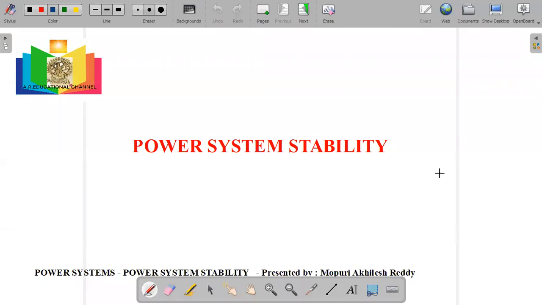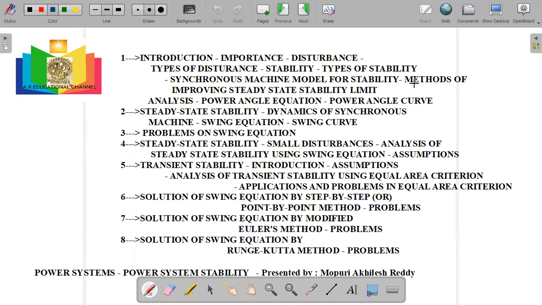Hello everyone. In this video, I am going to start power system stability. The different contents of power system stability are, first of all, we will see what is power system stability, and what is the importance of power system stability. When we are speaking about stability, we should know what is meant by instability and what causes the instability. So we will be seeing what is a disturbance, what are the types of disturbances, then what is stability and types of stability. Then we are designing a model of a synchronous machine.